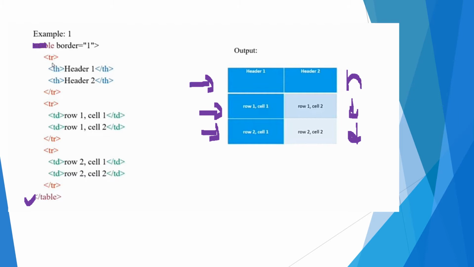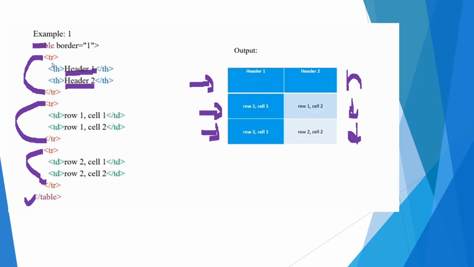What does the first row contain? Headers. th header 1, header 2. Similarly, the second row: row 1, cell 1; row 1, cell 2. Similarly, this row contains row 2 and cell 1. In this way, we will create a table in an HTML document.